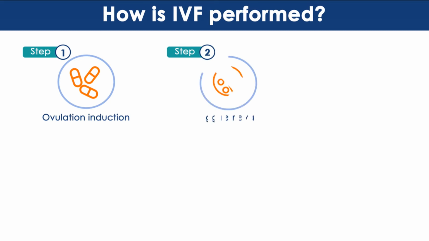Step 2. Egg retrieval is the second step. After administering pain medication, a thin needle is inserted into the vaginal wall. With the help of ultrasound, fluid is extracted and then the egg, oocyte, is isolated from that fluid. This is transferred to a culture dish and then to an incubator.